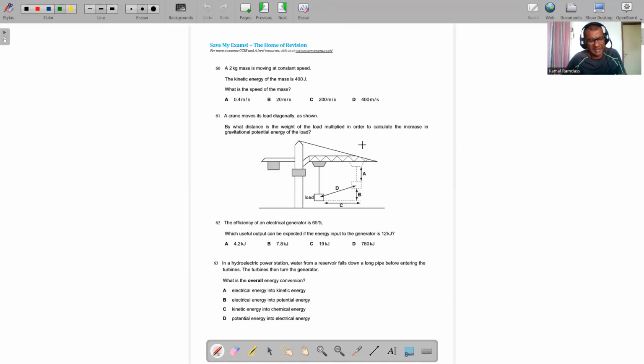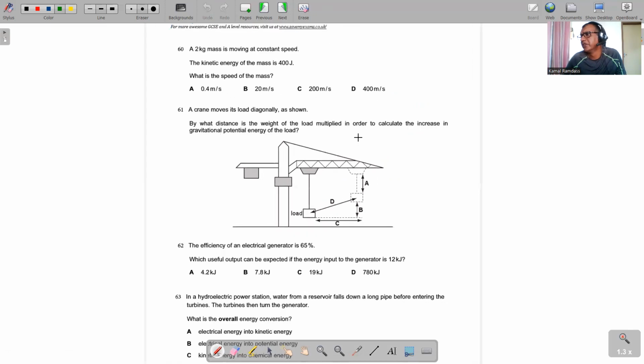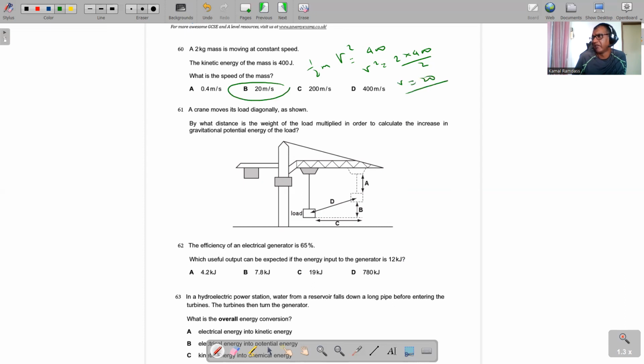A 2 kg mass is moving at constant speed. The kinetic energy is 400 joules. What is the speed of the mass? Kinetic energy is half mv squared, equal to 400. V squared is equal to 2 times 400 divided by 2, equal to 400. V is equal to 20, the root of 400. A crane moves its load diagonally. Is the weight of the load multiplied in order to calculate the increase in gravitational potential energy?